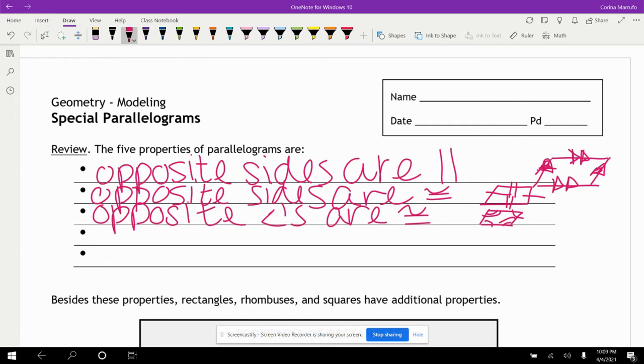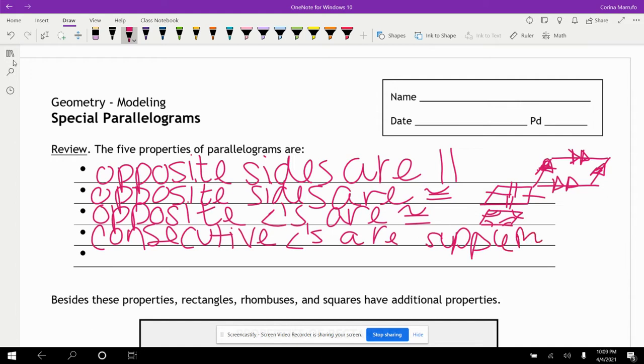Okay. The next one is consecutive. Consecutive, which means the ones that are side by side. So consecutive angles are, and they're not congruent, these ones are supplementary. Supplementary. Okay, so for this one, we don't have a really good symbol to use. So I'm just going to leave it like that.